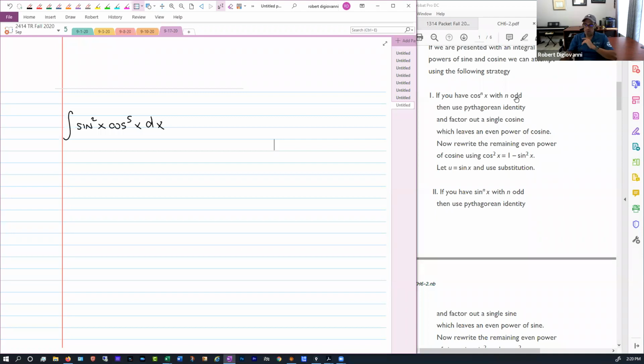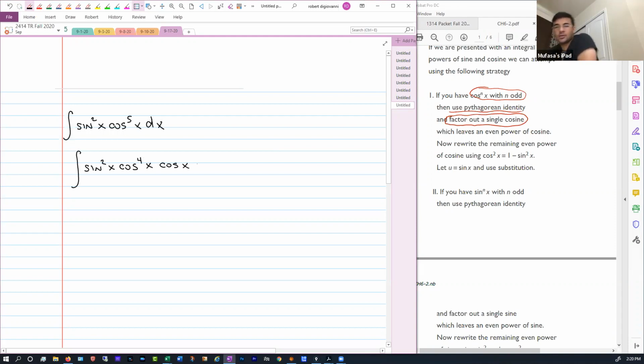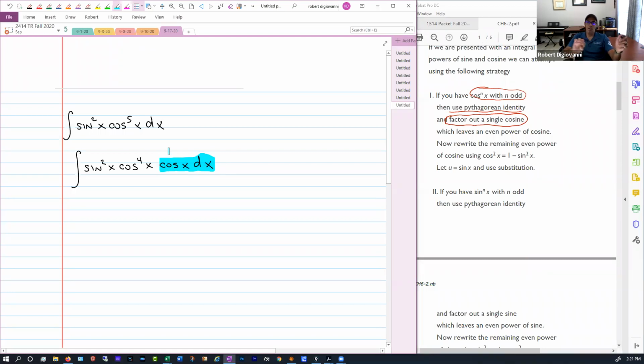So what are we going to do in this case? If we have a cosine to the odd power, we're going to use a Pythagorean identity again. And this time we're going to factor out a single factor of cosine. So we're going to peel a cosine out now. And if we peel a cosine out, that means that we're going to be left with a cosine to an even power, aren't we? Because we're peeling one of the cosines out. So I hope everyone sees that the part that we're peeling off is always going to be our du. Whatever our u is, that's always its derivative. We might be off by a constant.